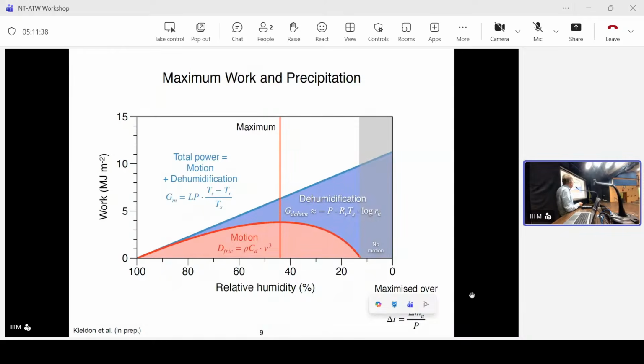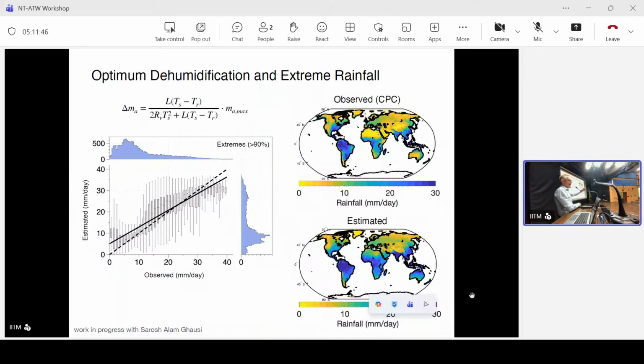We're still fiddling with this description, yet Sarosh already moved ahead and tested the outcome of that optimum, and looked at extreme rainfall events. These are the events above the 90% quantile. The reason he looked at extreme events is because those are clearly convective in origin, and so they would relate to this heat engine picture. So here are observations from the CPC. Down here is a map of the estimate, and here is a one-to-one comparison. Now it's not perfect, but for a relatively simple approach, it seems to capture the magnitude relatively well in this data set.